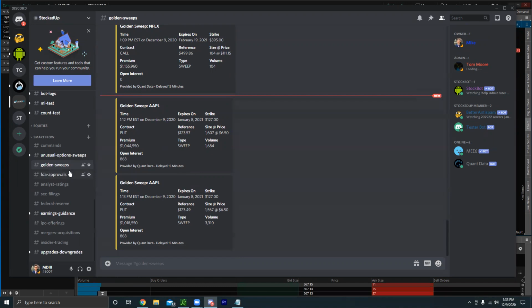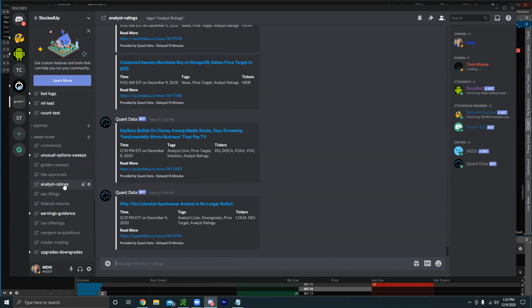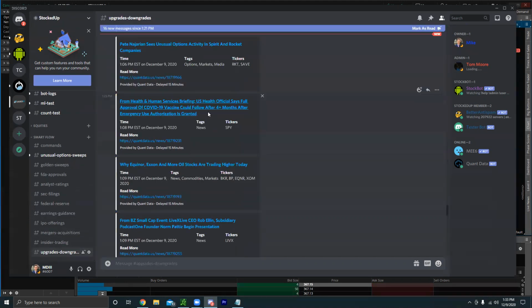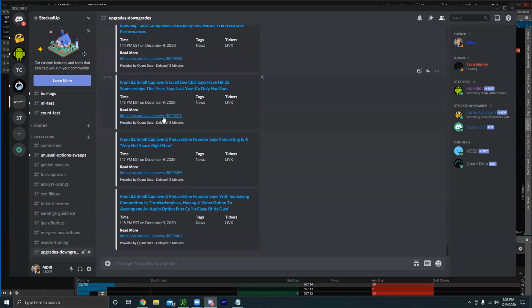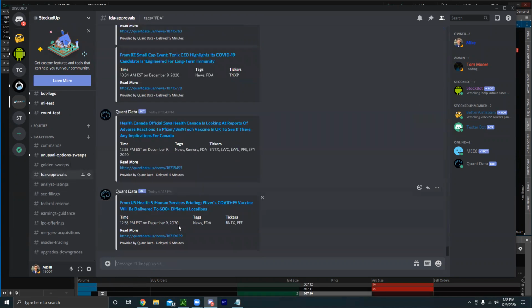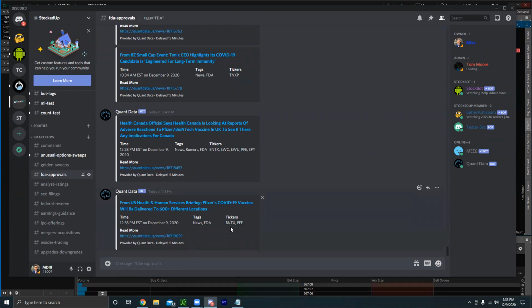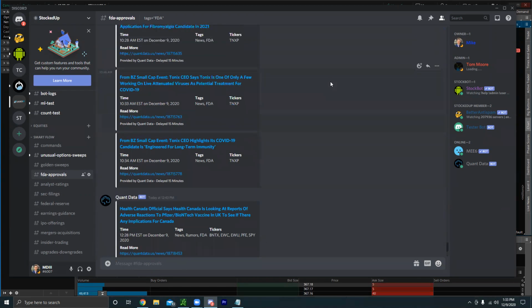With the rest of the channels, we have FDA approvals, analyst ratings, earnings guidance, upgrades and downgrades. We have a ton of different news feeds for that. It finds the news basically in real time, and you can just click on the link, and it'll even show you tickers associated with that news. So if we go to FDA approvals, we can see a former U.S. Health and Human Services briefing: Pfizer's COVID vaccine will be delivered to 600 plus different locations, and it shows the tickers that are associated with it, BNTX and PFE. It's awesome news.